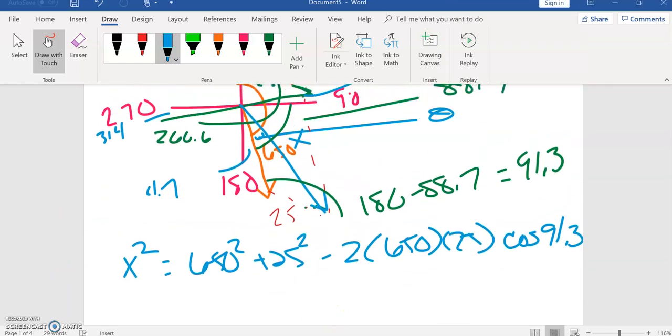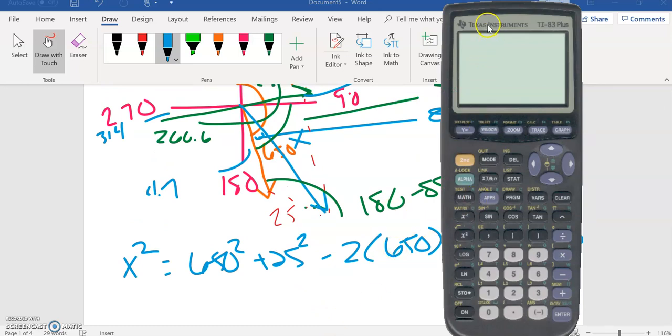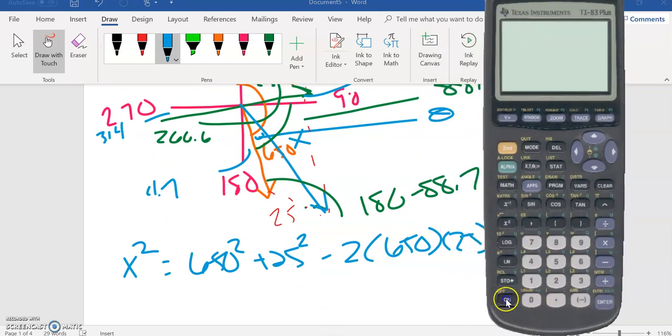Okay, so I've got all my information. I want to know how fast this plane is actually going. So 650 squared plus 25 squared minus, parenthesis, 2 times 650 times 25 times the cosine of 91.3, and then take the square root, not of a negative sign. I want the actual answer. So this plane is actually going 651 miles an hour.